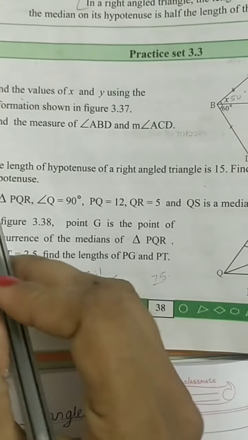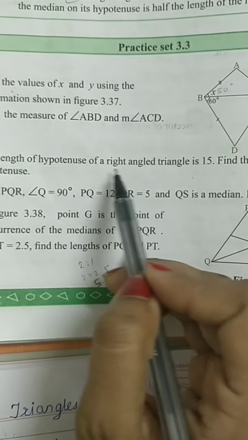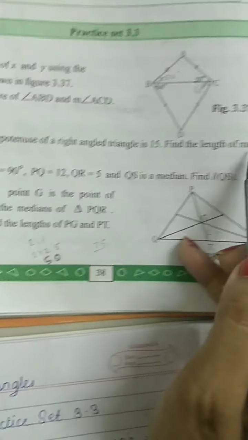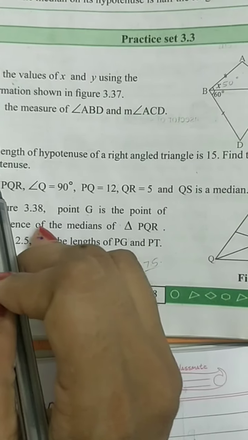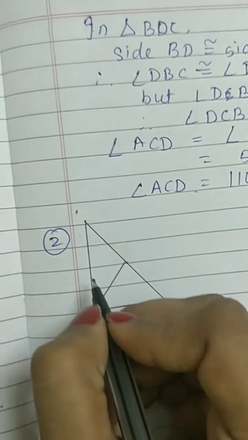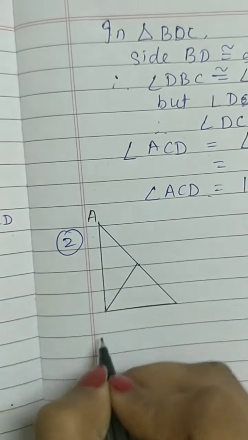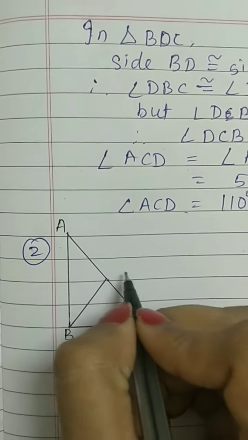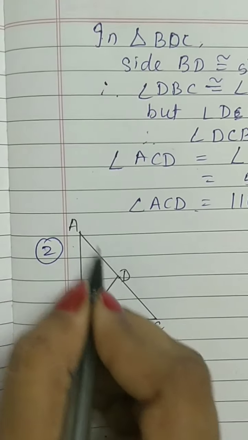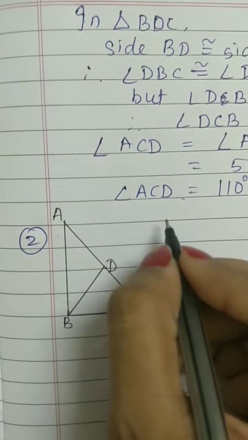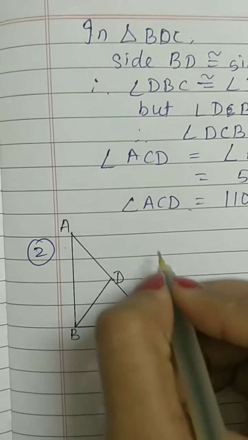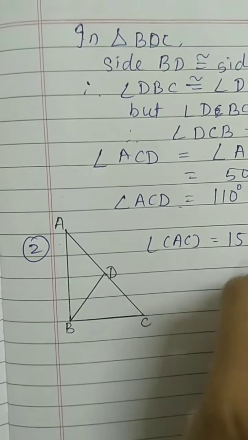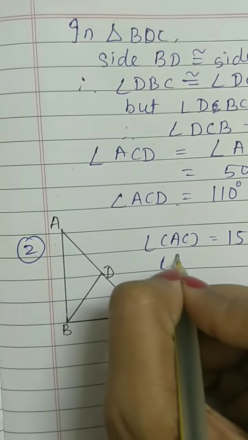Now the second question is: the length of the hypotenuse of a right angle triangle is 15. Then find the length of the median to its hypotenuse. Now let's assume that this right angle triangle is triangle ABC, and this BD is the median. The length of the hypotenuse AC is given as 15, and we need to find the length of BD.